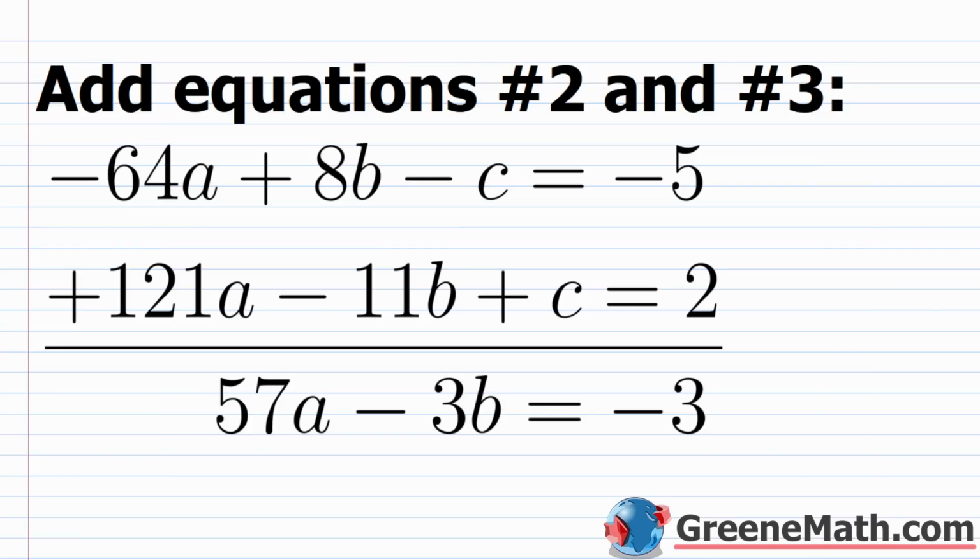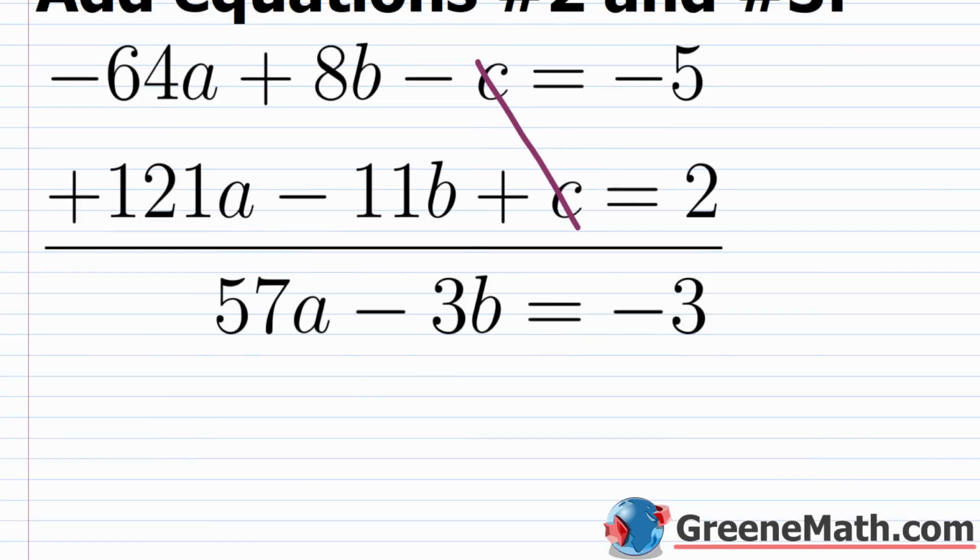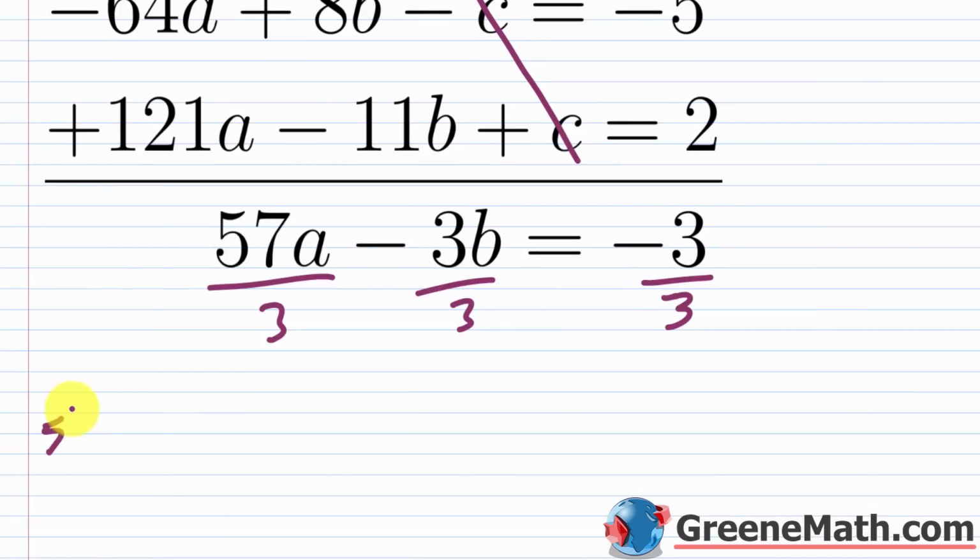All right, now we're going to add equations number 2 and number 3. So negative 64a plus 121a, that's going to be 57a. Then 8b minus 11b, that's going to be negative 3b. And then negative c plus c, that's going to cancel. And then on the right side of the equal sign, we have negative 5 plus 2, that's going to be negative 3. So for equation number 5, let me divide everything here by 3. And so 57 divided by 3, that's going to be 19. Let me move this down a little bit more so I have some room. So this would be 19a, and then minus 3 over 3 is 1, so this is b, and this equals negative 3 over 3, that's negative 1. So equation number 5 would be 19a minus b equals negative 1.